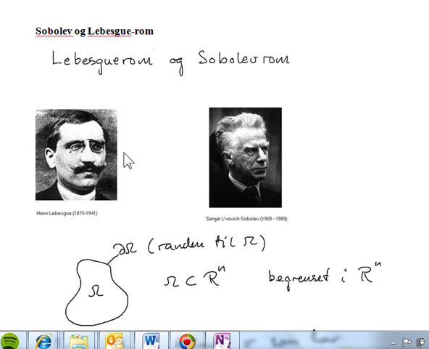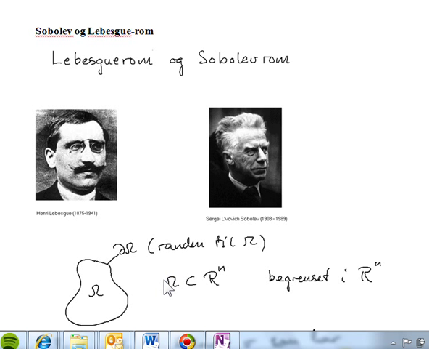We're now going to talk about Lebesgue spaces and Sobolev spaces. These spaces are named after the famous French mathematician Henri Lebesgue and Sergei Sobolev.